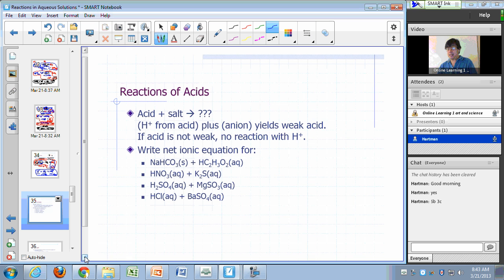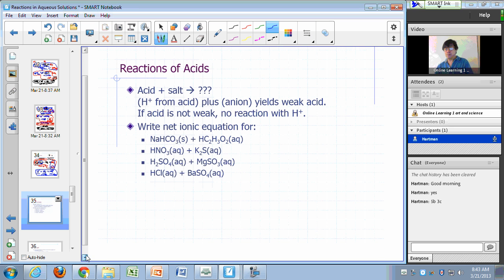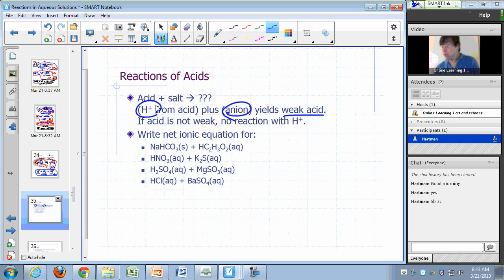What if you have an acid plus a salt? Then the H+ from the acid, like I said, will react with the negative ion from the salt. If the product is a weak acid, then you have a reaction. If the product is a strong acid, then there is no reaction because you won't get the strong acid to form. Okay? So you can try some of these for practice.